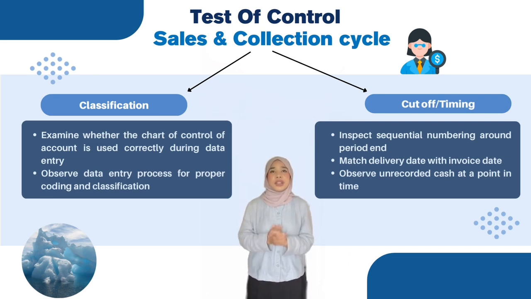The second one, matching the delivery dates with the invoice dates. This is to ensure that the revenue is only recognized when the goods are actually delivered. And the third one is observing the unrecorded cash at a point in time. This helps detect any delay in recording cash receipts. This procedure helps ensure compliance with the matching principle and accurate period reporting.